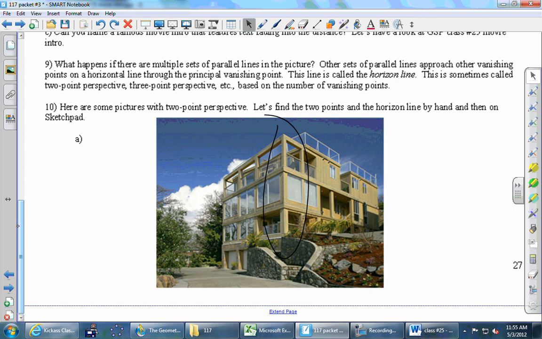Okay, so I will be clear. I'm not trying to trick anybody on my test. I'm looking for two things, vanishing points and on a horizontal. That's what I'm after.